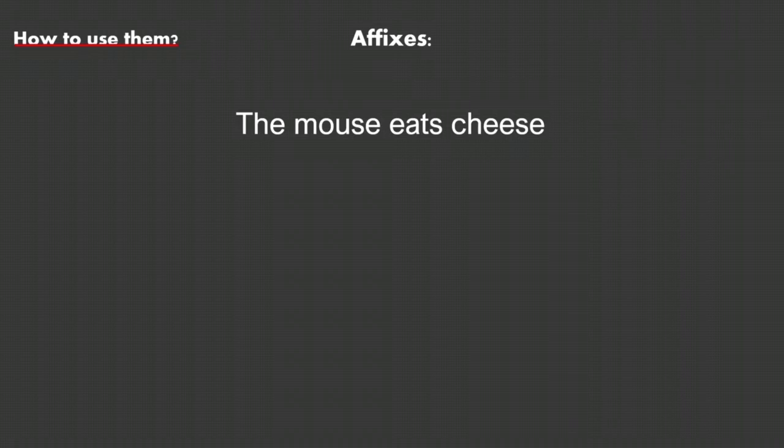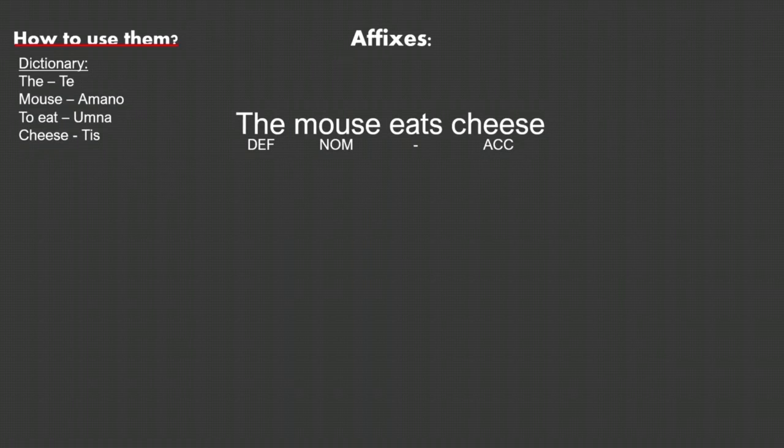I'm going to firstly figure out what each part of the sentence means. The is the definite article. It's the. Mouse is the nominative case in this sentence. Eats is just the verb, and cheese is the accusative case. So let's have a dictionary of our language in the top left corner, and we can use that.